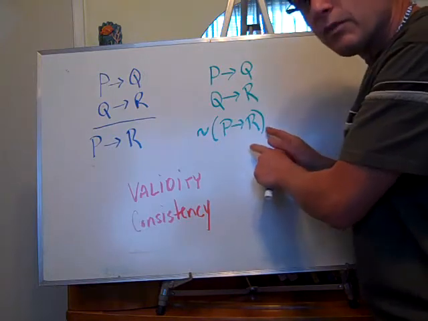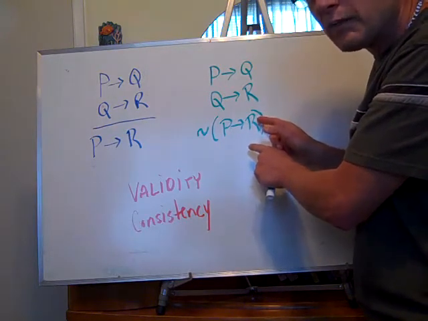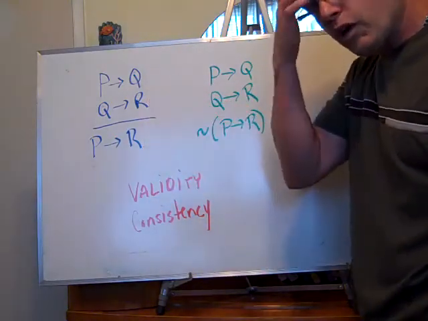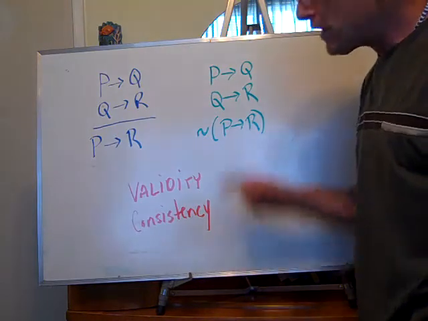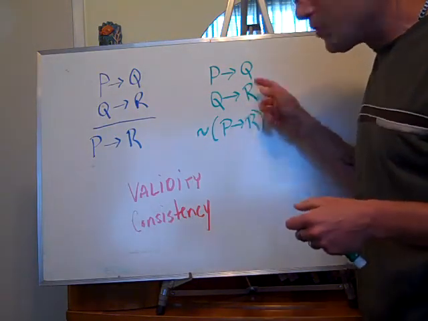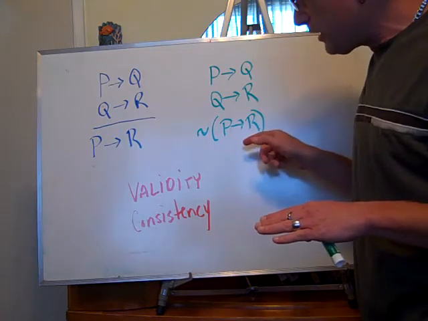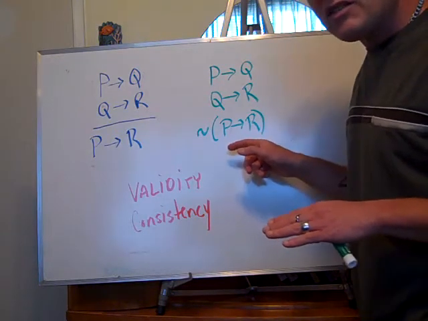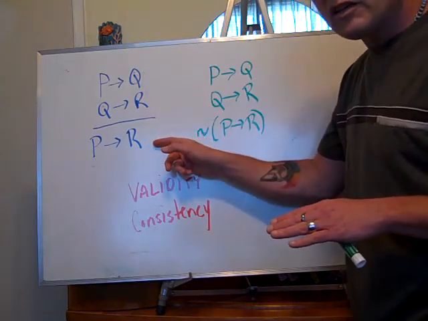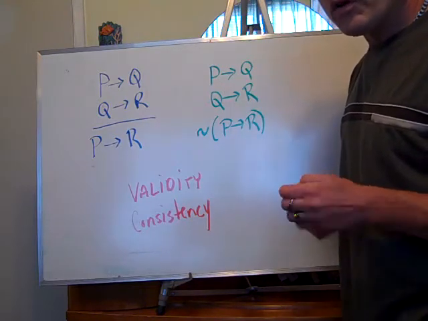If these three statements are consistent, that means they can all be true at the same time, then it is possible for the premises to be true when the conclusion is false. That means the argument's invalid. If these three statements are inconsistent, that means these three statements cannot be true at the same time. Then that means it's impossible for the premises to be true when the conclusion is false. We have a valid argument. So that's what we're going to do.